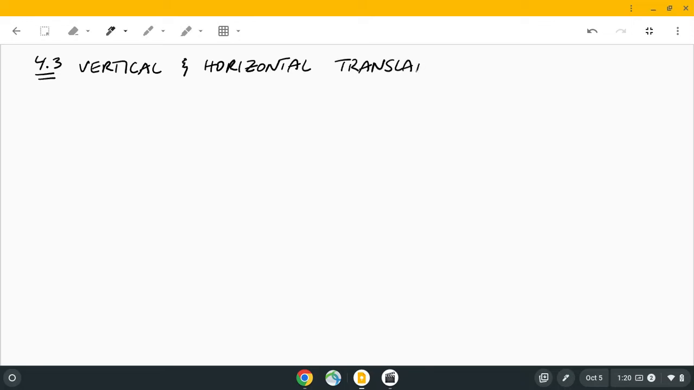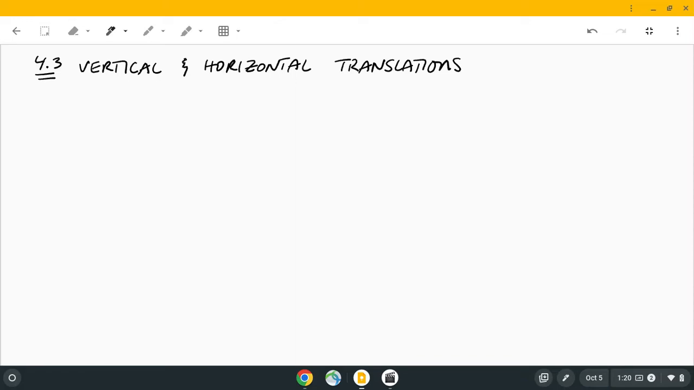So maybe you remember in your previous math class when you were given a parent function and then, when you were graphing, you did some shifting upward or downward or to the left or to the right. Okay, so that's what we're going to be doing here. We're going to be focusing on vertical and horizontal shifts.